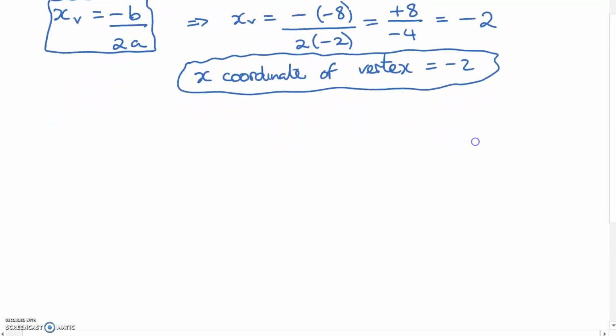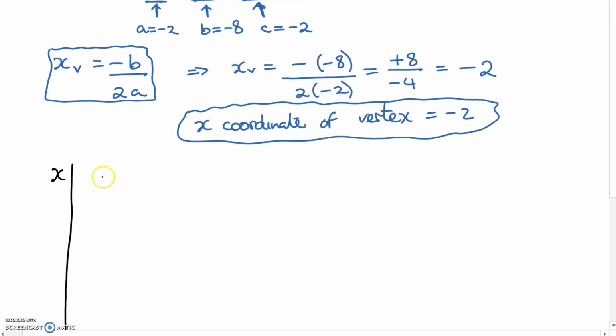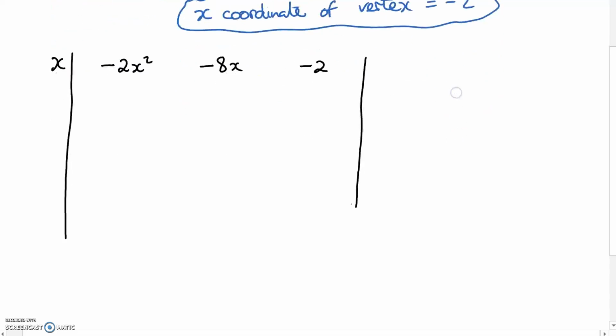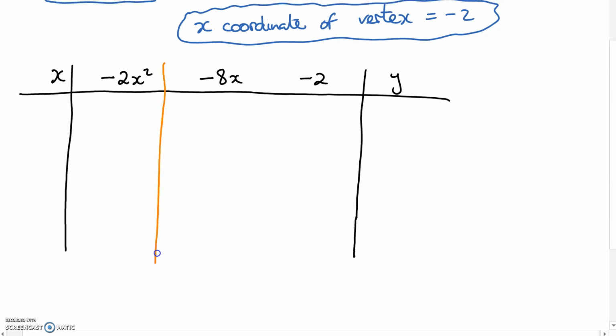Okay, so here's where we draw our graph now. And let's go to a different color of pen for this. So we're going to have our 3 columns: x, and then the function itself, which was negative 2x squared minus 8x minus 2, and then the last column is going to be y. So that's going to be our title row. And let's break the 3 interior columns up as well.